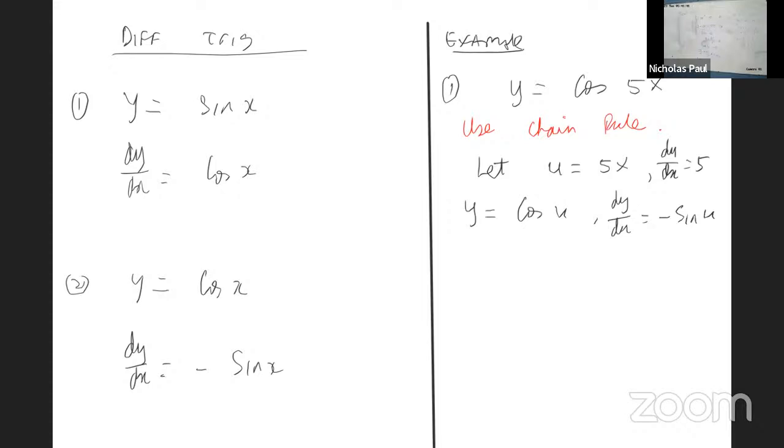And now we could use the formula. So dy dx is equal to dy du, which is minus sine u, multiplied by du dx, which is 5. So that's minus 5 sine u, or you could write it like this, minus 5 sine 5x. The question was in x, so you have to give the answer back in x because we asked for dy dx. That's okay? Next one, just one more.